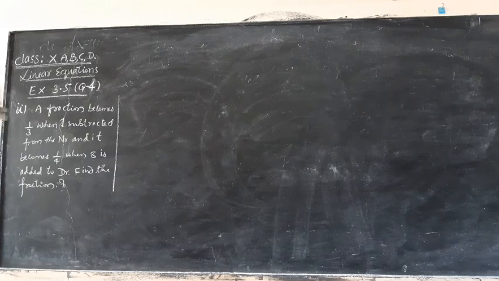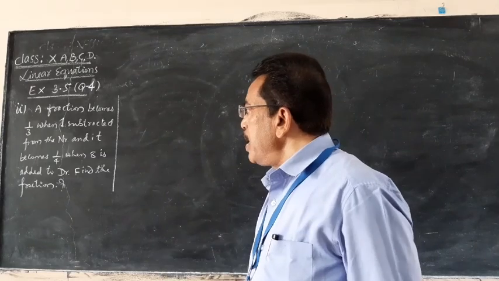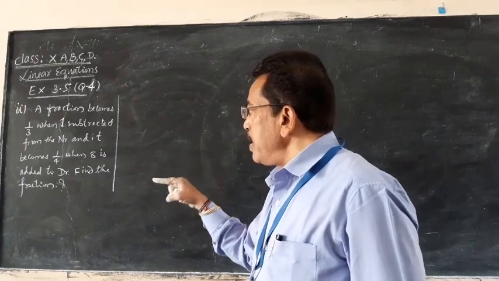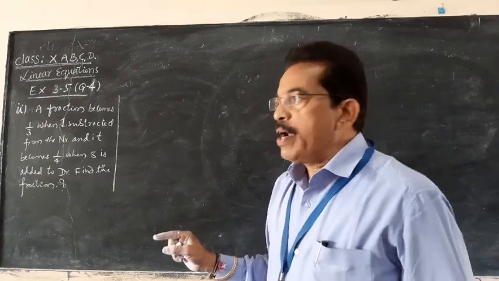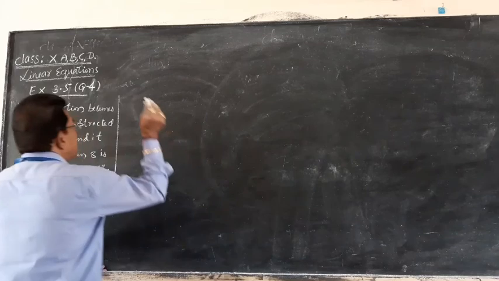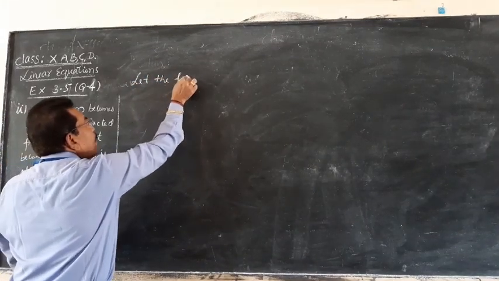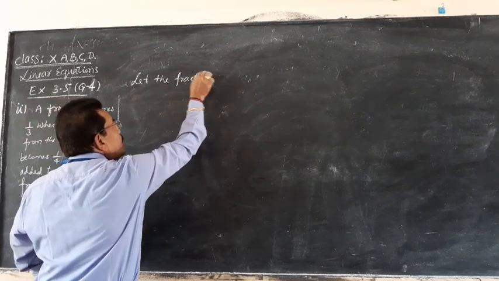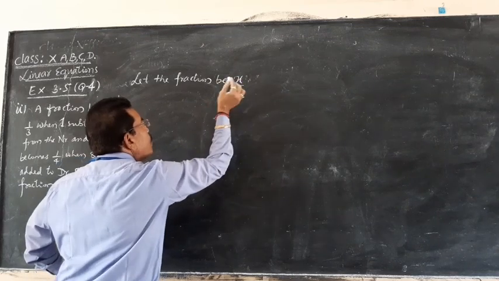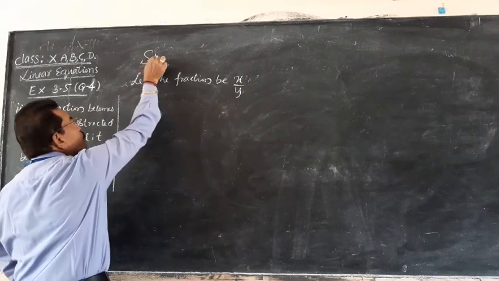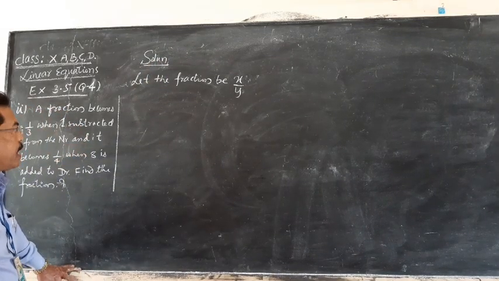See, this one: a fraction becomes 1 by 3 when 1 is subtracted from the numerator, and it becomes 1 by 4 when 8 is added to the denominator. Find the fraction. Okay, let us consider the fraction. Let the fraction be x by y.